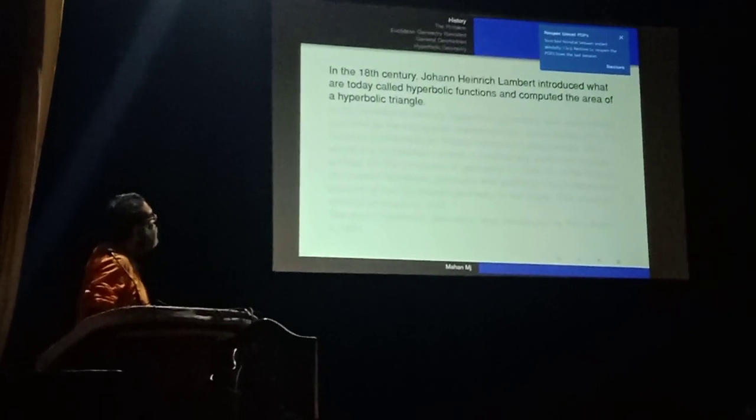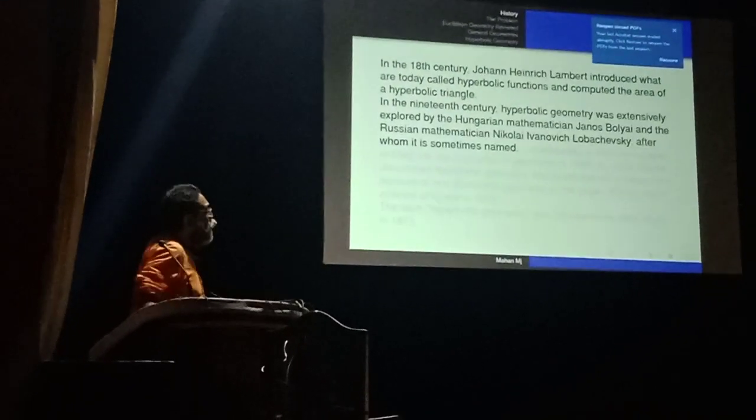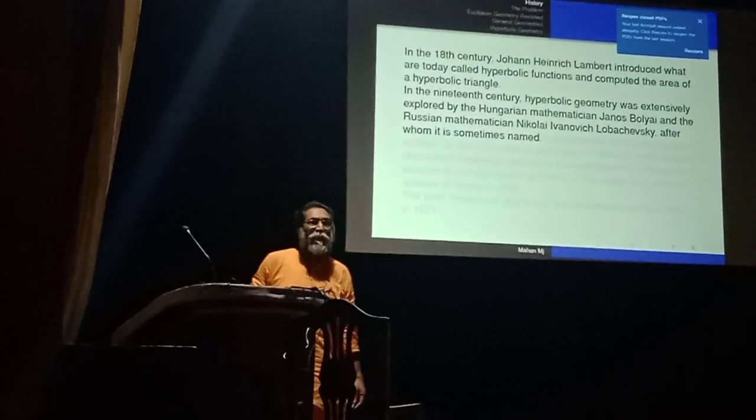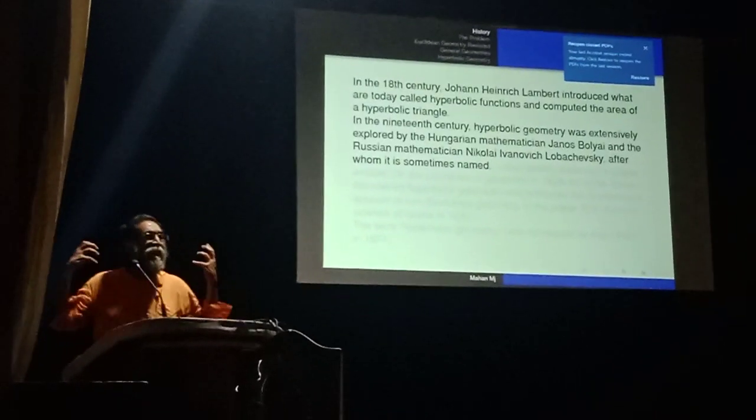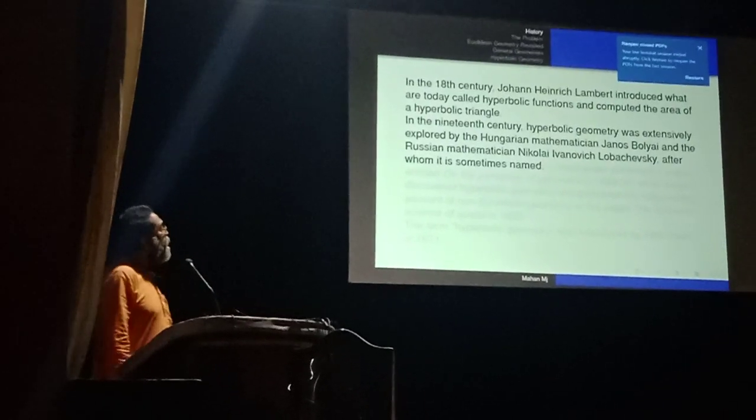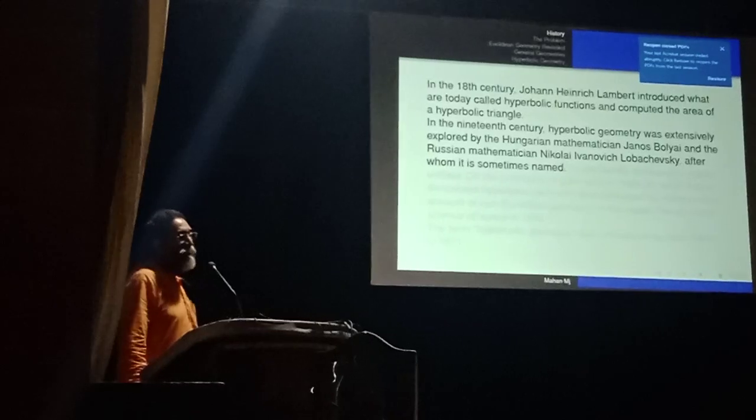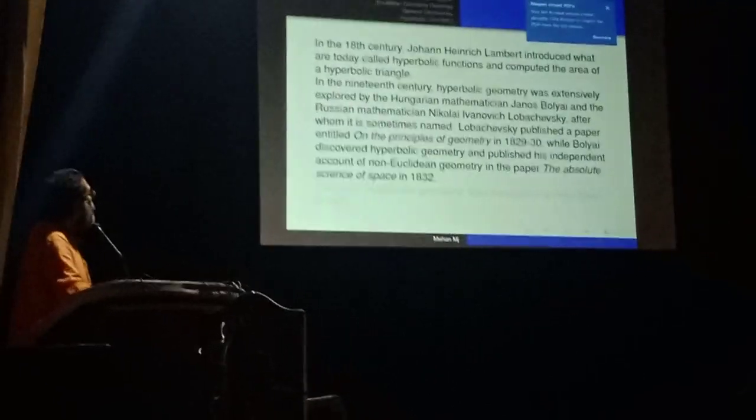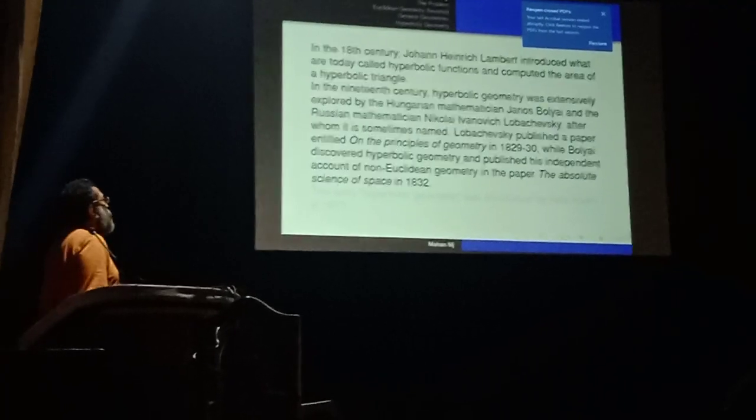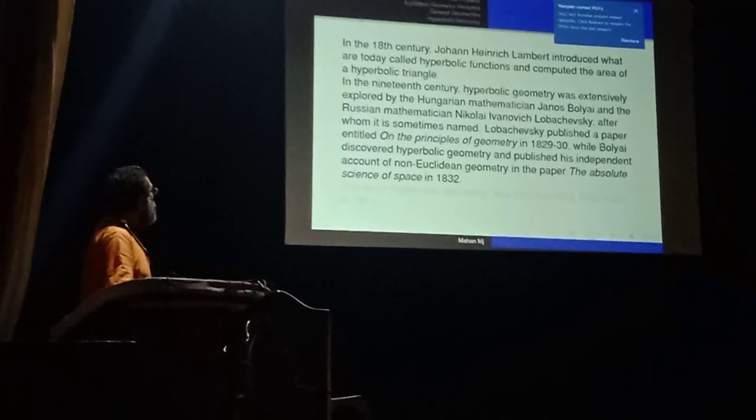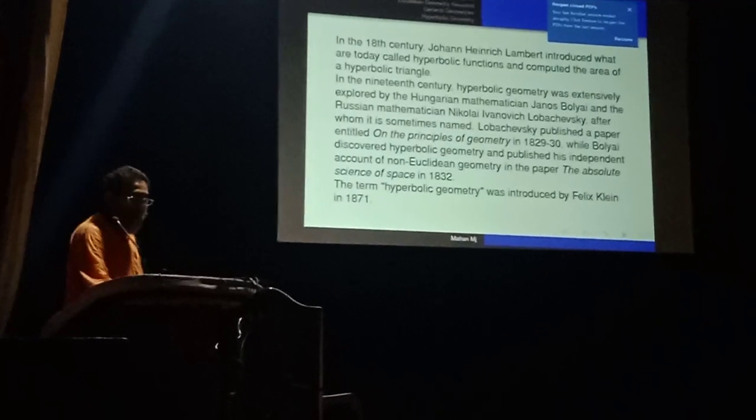Then, 5 or 6 years after Gauss had discovered it, two mathematicians, a Hungarian mathematician called Bolyai and a Russian mathematician called Lobachevsky, independently discovered hyperbolic geometry, which means basically the same thing that Gauss had discovered. Sometimes this hyperbolic geometry is named after Lobachevsky; it's also called Lobachevskian geometry. Lobachevsky published in 1829-30, Bolyai published 2 years subsequently, and this new geometry came into existence. It did not have the name hyperbolic geometry then. That was coined by Felix Klein in 1871.